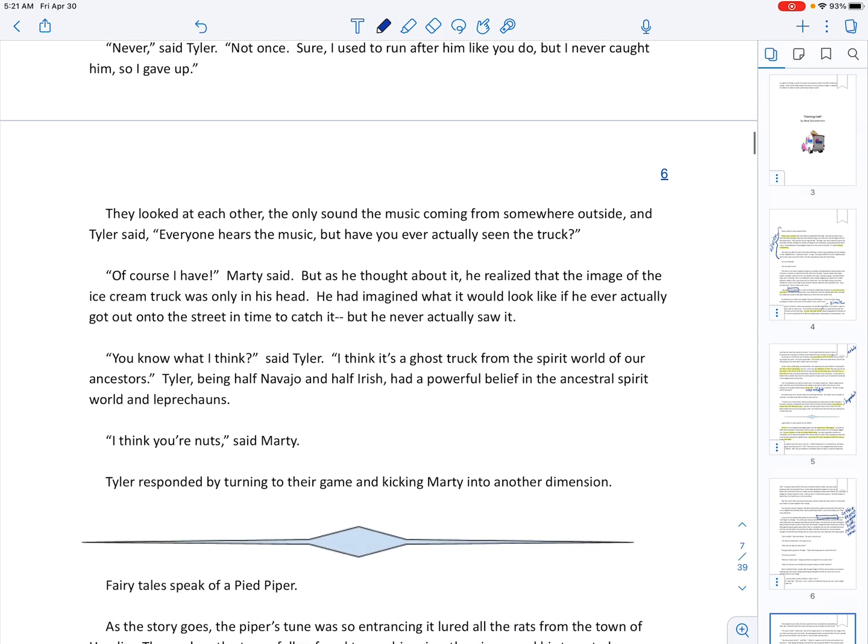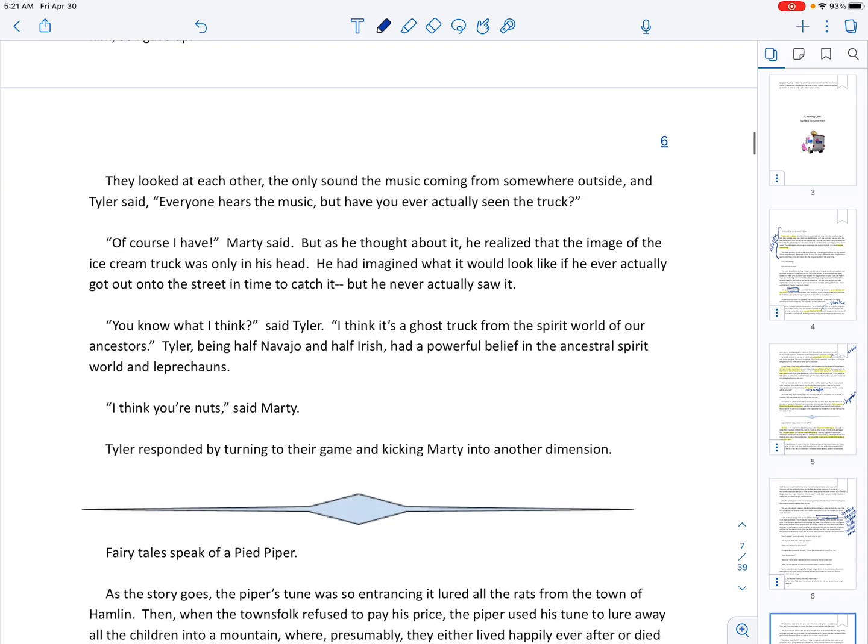They looked at each other, the only sound the music coming from somewhere outside, and Tyler said, "Everyone hears the music, but have you ever actually seen the truck?"